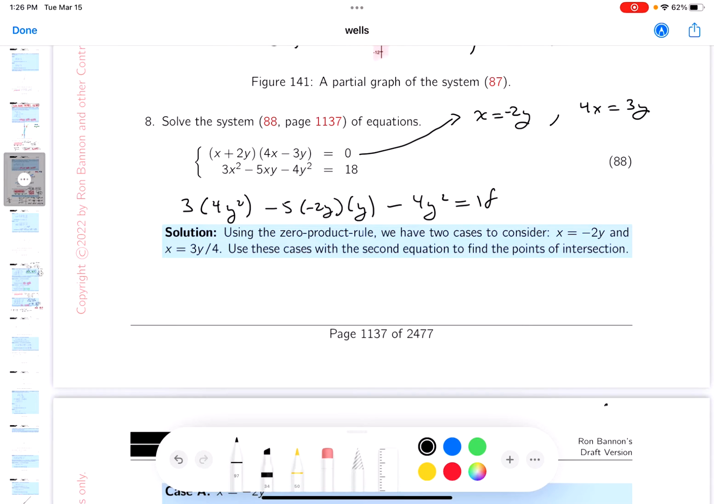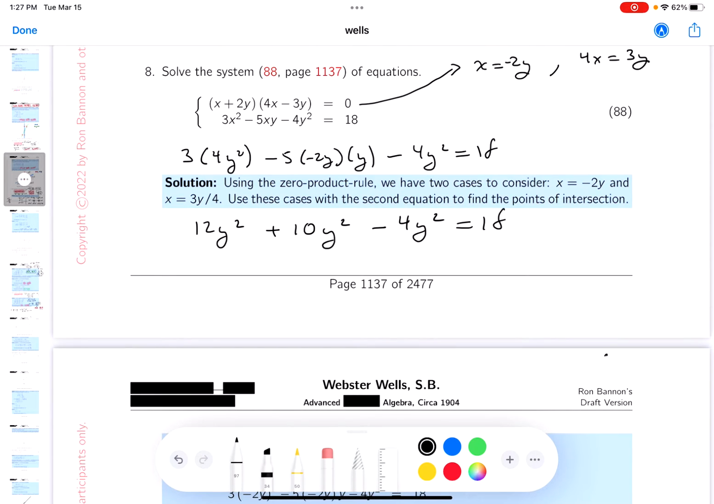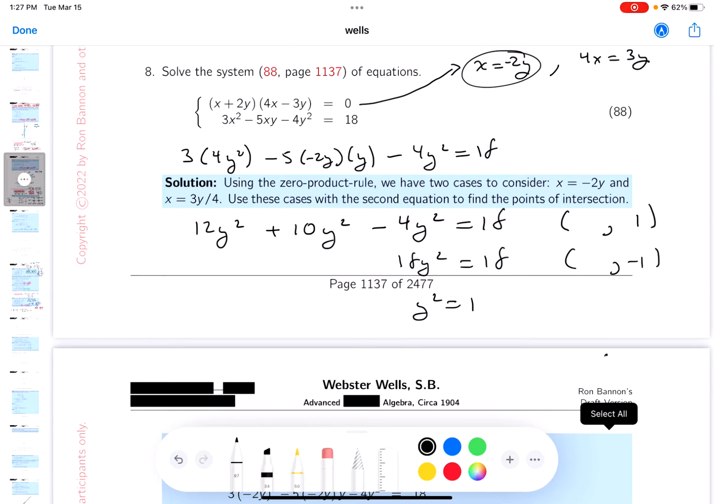What do you get there? You get 12y squared plus 10y squared minus 4y squared is 18. Let's keep moving. And what do you get there? Let's see, you get 18y squared equals 18, and y squared is equal to 1. So y is plus or minus 1. I'll write that down for you. And again, we use this, so what's x? It's going to be minus twice that, so minus 2 and 2.